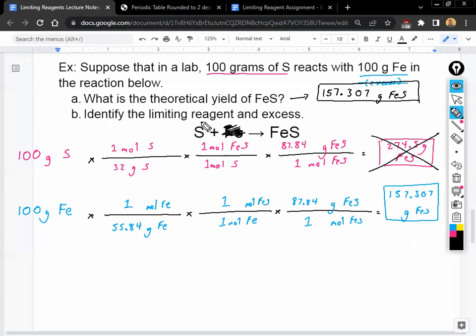And then the last part, the limiting reagent and the excess. Which chemical is the limiting reagent that we run out of? Yeah, Fe is going to be the limiting reagent. So make sure you guys jot that down somewhere. And then the excess is the one that we have left over. So what's the chemical we have left over? Yeah, S. So S is going to be our excess. So that is going to be our answers.